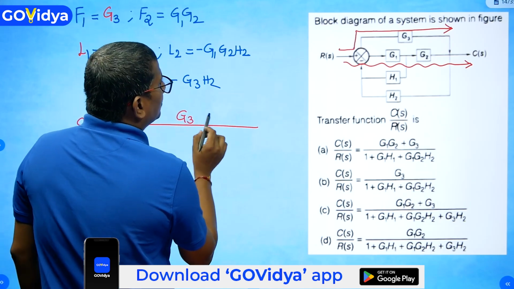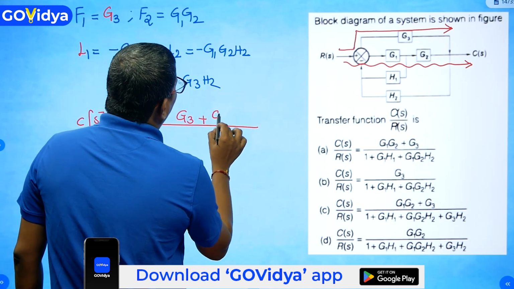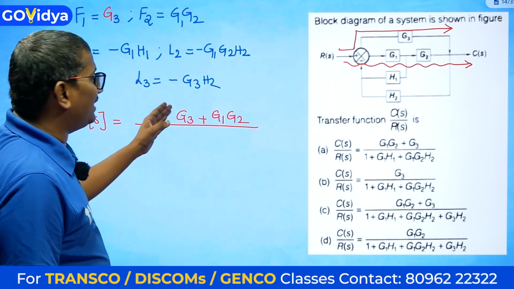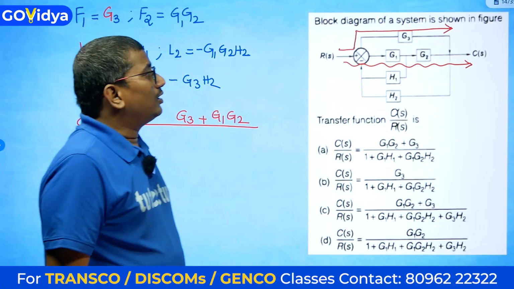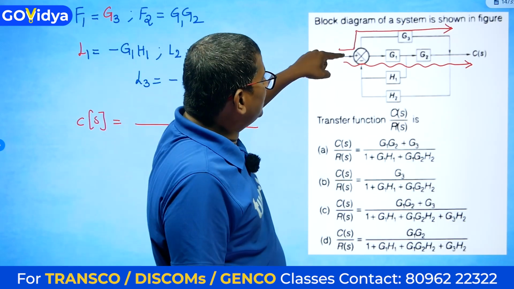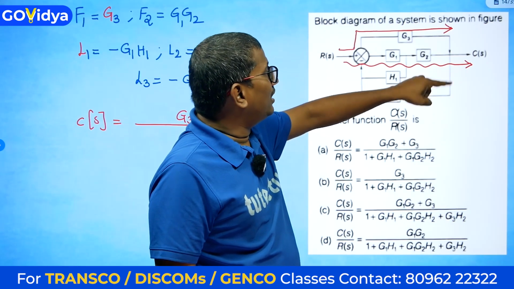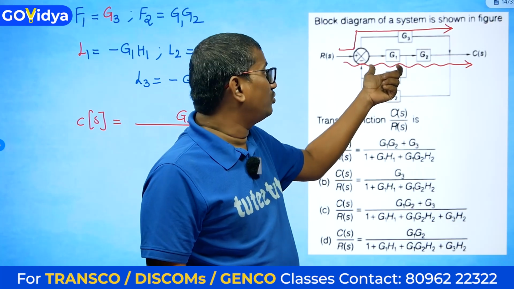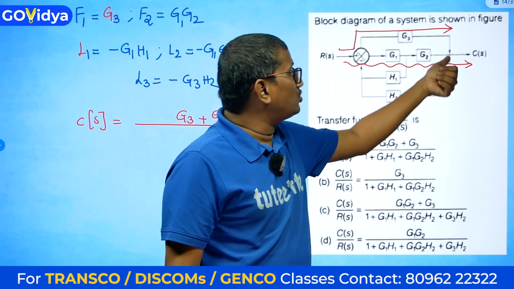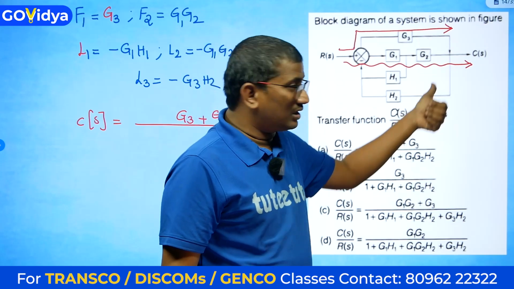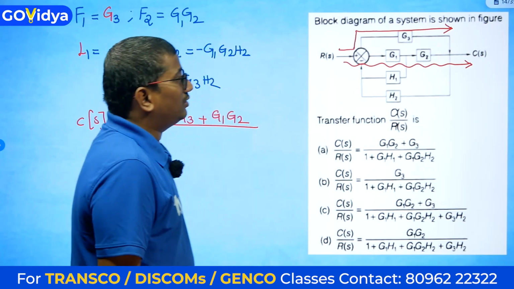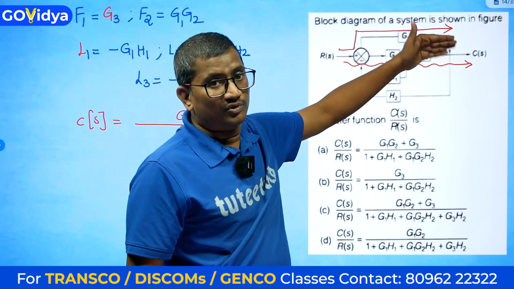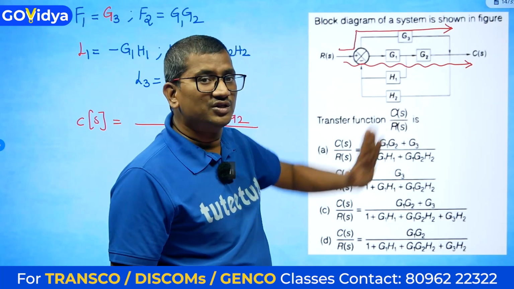G3 plus G1, G2 I can write directly. Why so? Two forward paths, M1, delta 1 we have to calculate. If you observe carefully, this is the path which we have, but in this path, this loop is also included. This loop is touching, and this loop is also touching, and this loop is also touching. So therefore, there is no loop which is missing from this forward path. So all the loops are included in it. So therefore, delta 1 is 1.